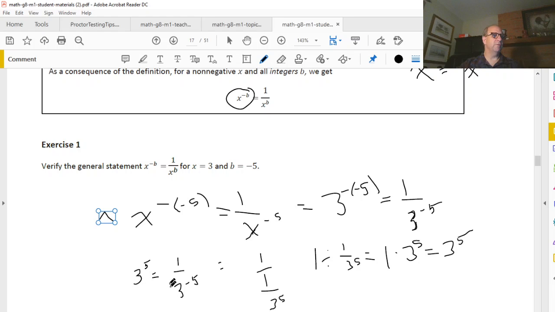So 3 to the 5th power equals 3 to the 5th power. That's the end of the first part of this lesson.